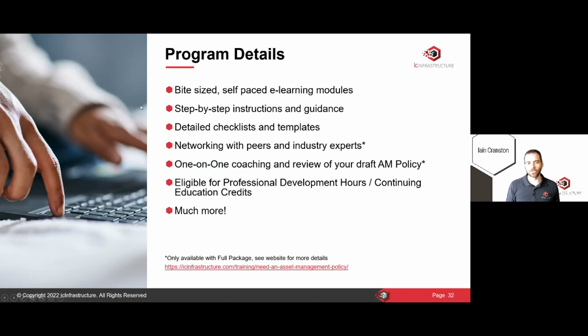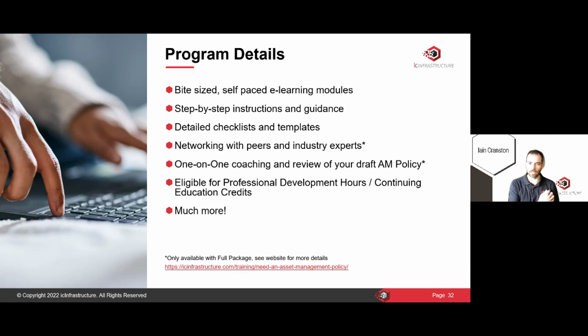So the program details: there are bite-sized, self-paced e-learning modules. We've built a lot of different videos on the different steps, so we cover each of those 6 steps in a lot more detail. There's step-by-step instructions and guidance on the things that you need to do, along with some checklists, templates, and a lot of example policies as well. As I mentioned, there's a lot that you can leverage from other policies that are out there. There's lots you can find on Google as well.